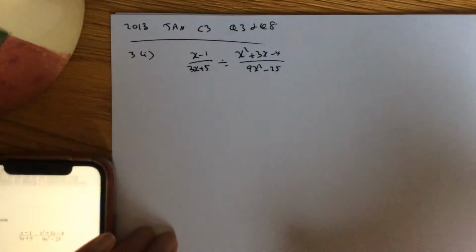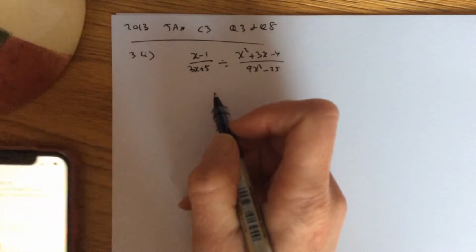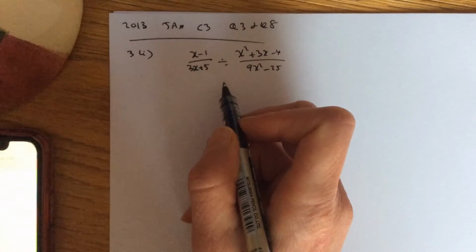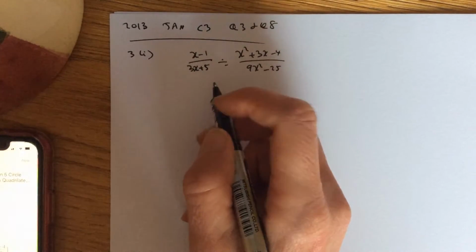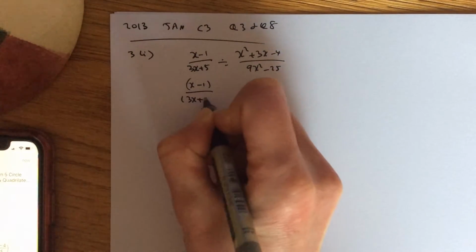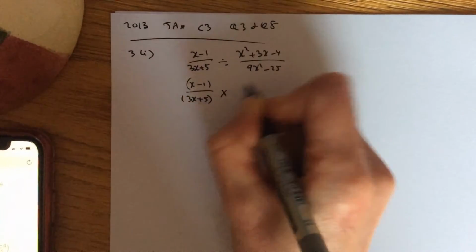Okay, going to have a wee look here at the January C3 paper. So first of all, you've got your fractions here. Factorise first as you normally would with fractions. So you've got x minus 1, 3x add 5. Divide means turn upside down and multiply.